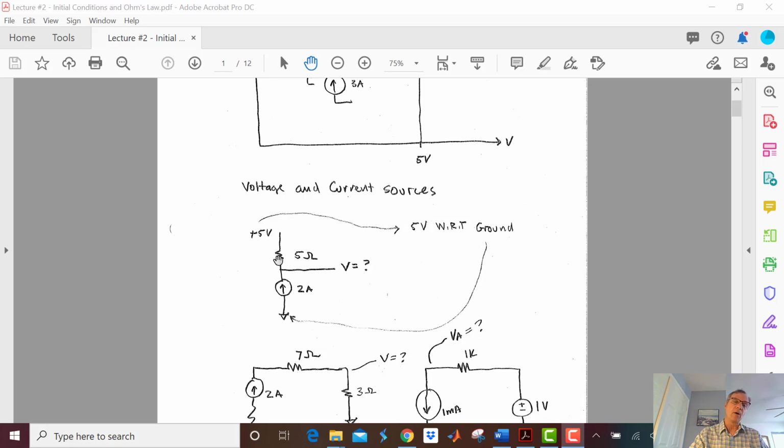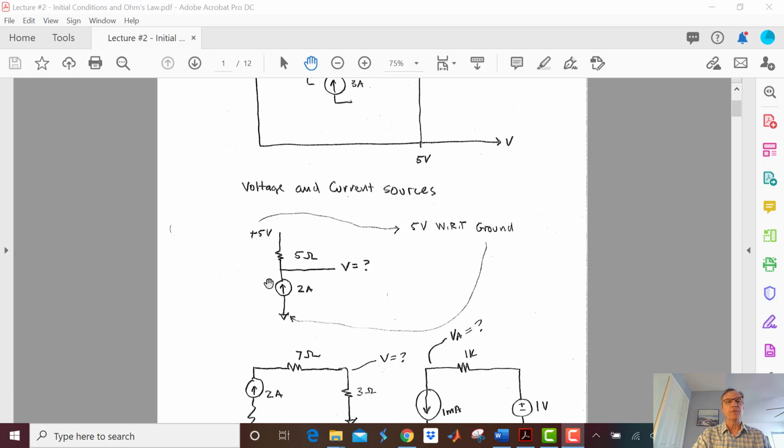Well, I know now that I've got 2 amps here. I have no current here because this is just a sniffing point. So that means I have 2 amps going through this resistor. We just used KCL on the fly. We said that this 2 amps comes out of here. It's not going there, so that means it's all got to go there.